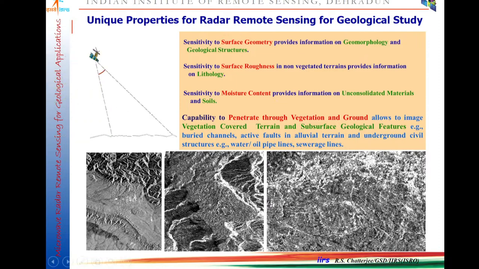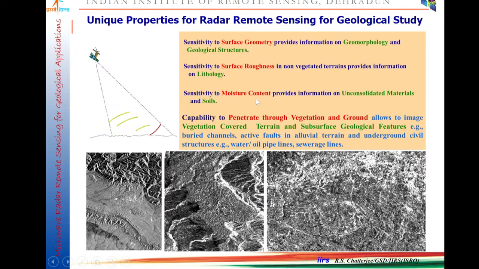Now you see, these are the advantages of radar remote sensing, as we also discussed yesterday. It is very sensitive to surface geometry because of its side looking geometry, and that is why it is very useful for geomorphology and geological structure. It is sensitive to surface roughness, so it is important for rock type identification based on surface roughness, particularly grain size and fracturing pattern, and that is only possible in non-vegetated areas.